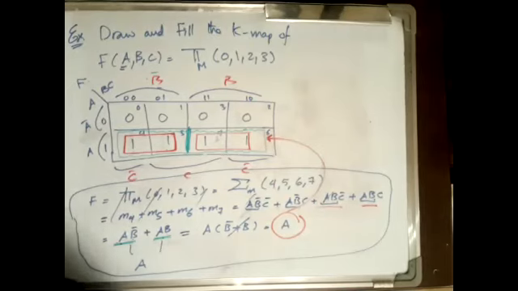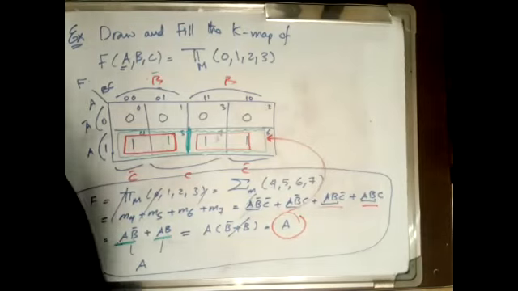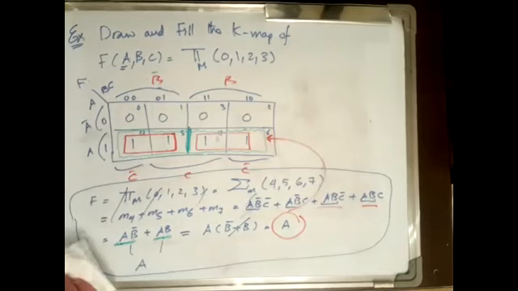Okay, so this is another example. Let me take the last example on 3 variable K-map and then move to the 4 variable K-map. Any question?